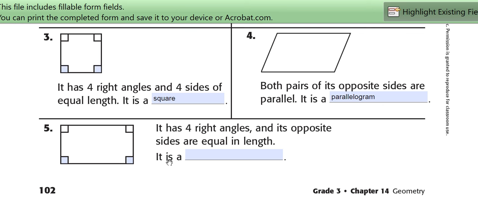If somebody was telling me that, the answer for that one, okay? So number 5, all 4 right angles. It has 4 right angles. So let's see, 1, 2, 3, 4. Okay, its opposite sides are equal in length. So that means that the top side is the same length as the bottom side, and the left side is the same length as the right side. So this is called a rectangle. Ta-da!